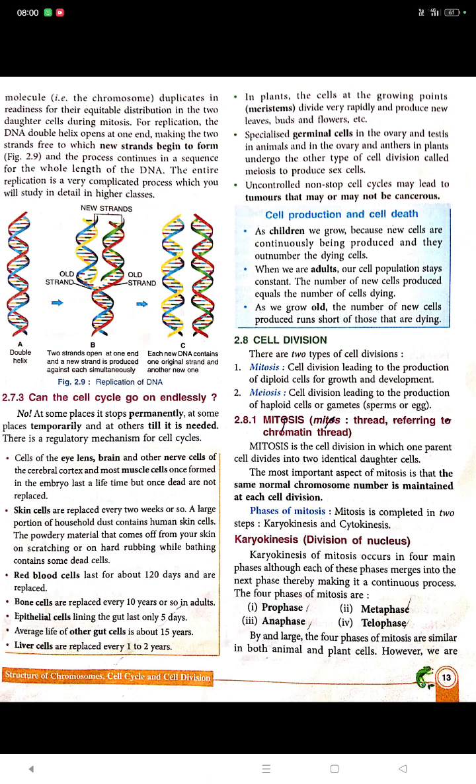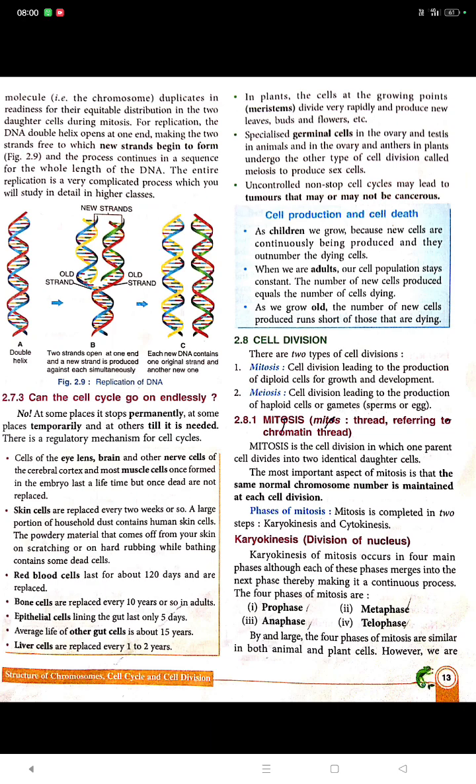Next, cell division. There are two types of cell division: mitosis and meiosis. Let's check mitosis. Mitosis is the cell division in which one parent cell divides into two identical daughter cells. It means that one cell divides into two new cells. This is called mitosis.